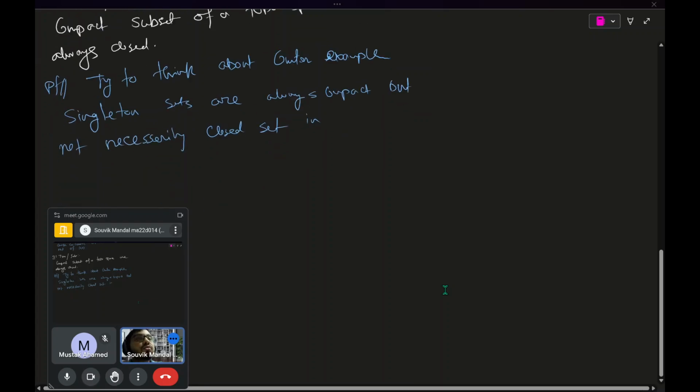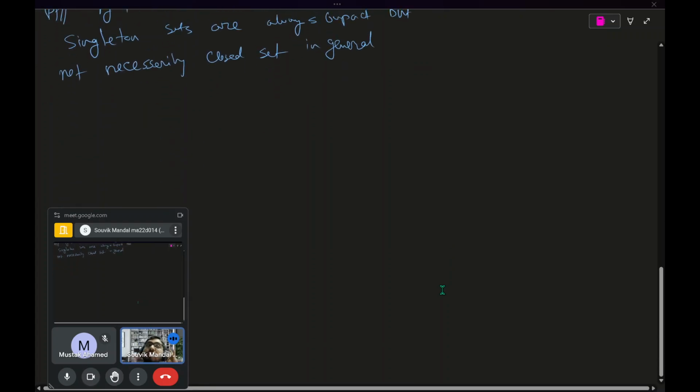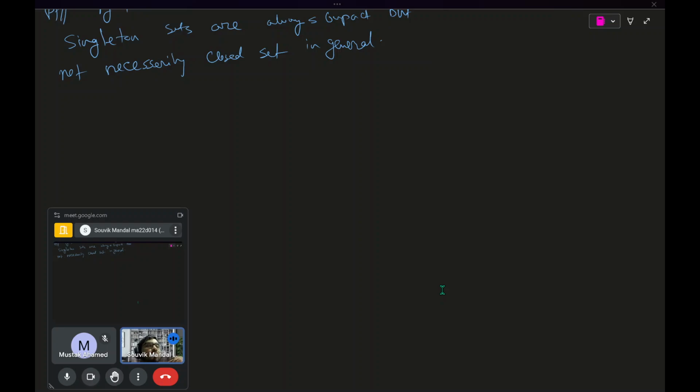So what you can do, you can consider the indiscrete topology. There you can consider a singleton, which is always compact, but the singleton is not closed in the indiscrete topology. Okay, because in the indiscrete topology, the only closed sets are the whole set or the empty set. Okay. This is now question three.